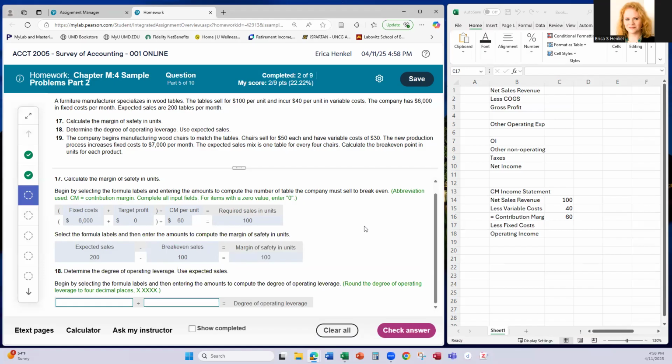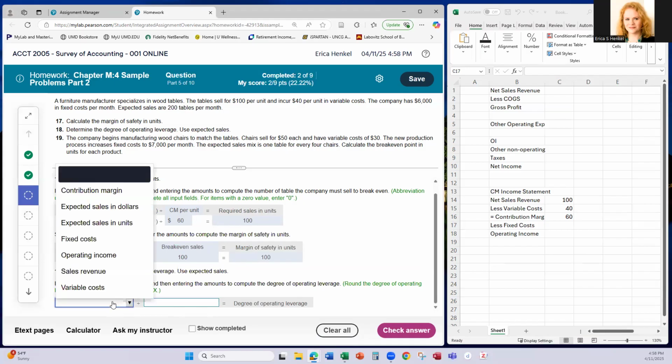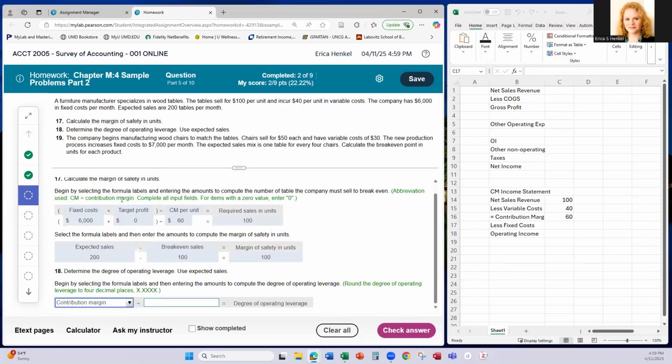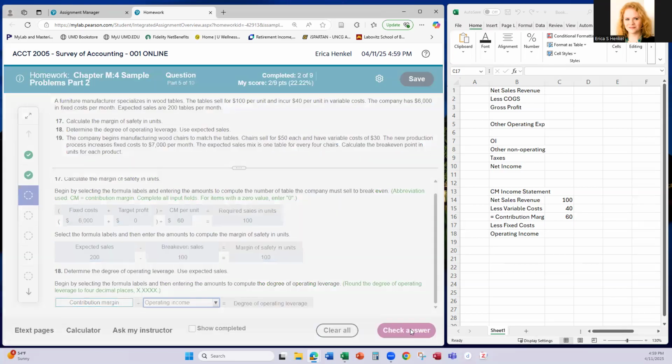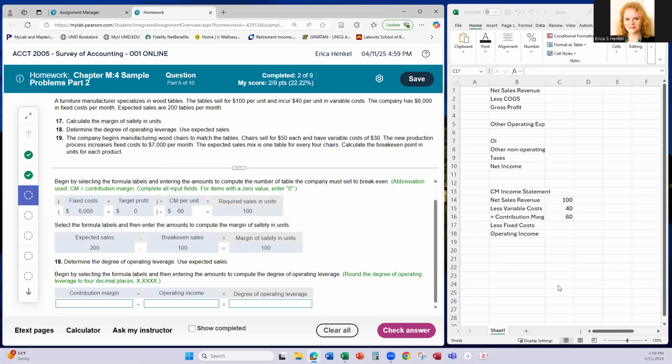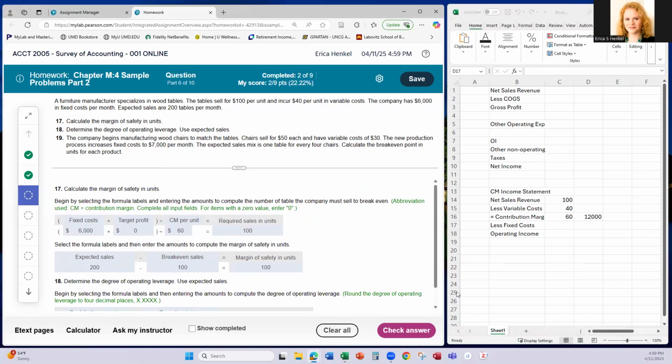Next, they want us to calculate degree of operating leverage. To calculate that, please make sure you watch the video on degree of operating leverage. We're going to take our contribution margin and divide it by our operating income. So how effective is our contribution margin at covering our operating income? Our contribution margin at 200 units is $12,000, so contribution margin in dollars. And our operating income at that level with 6,000 in fixed costs was $6,000.